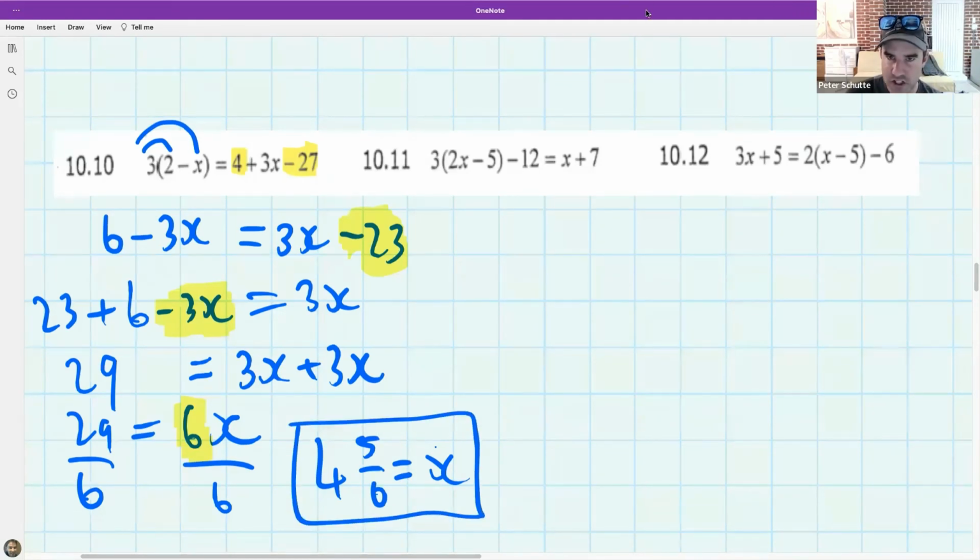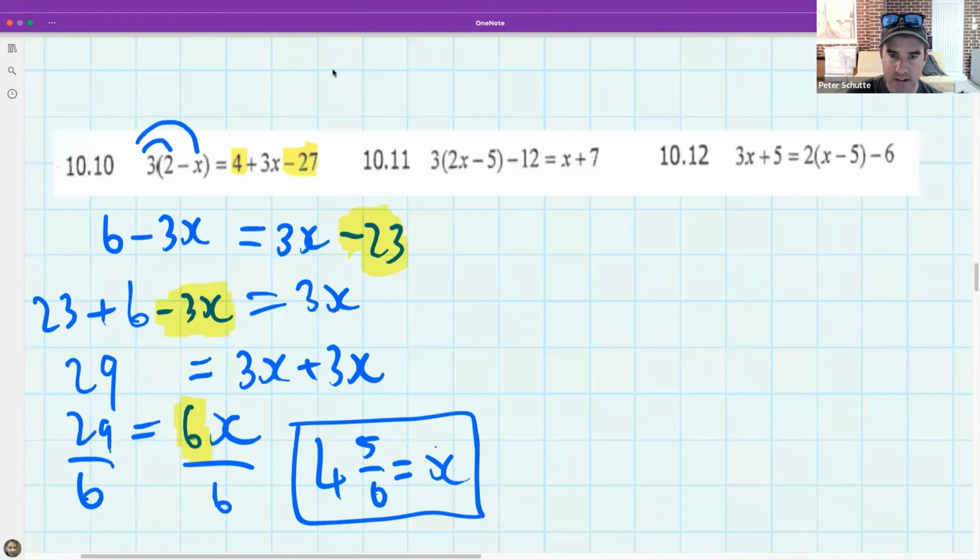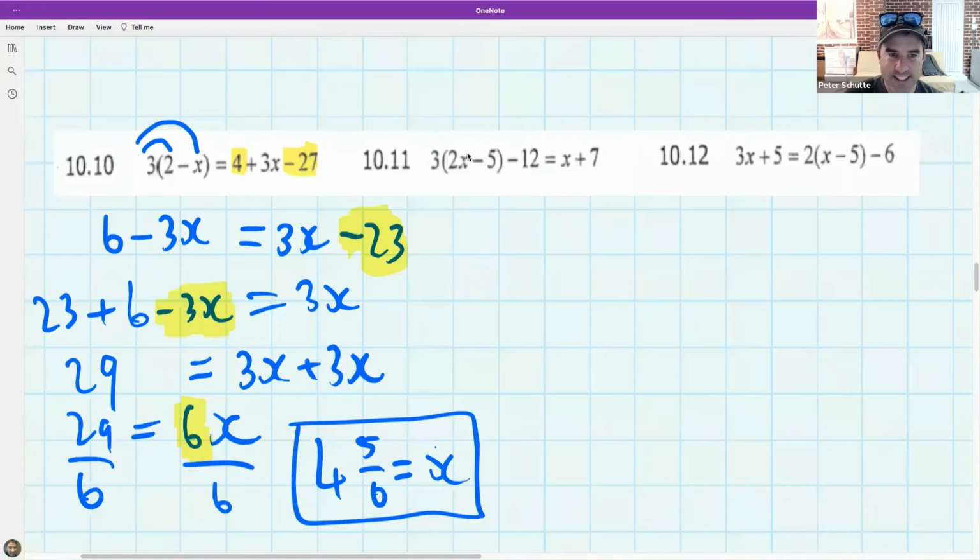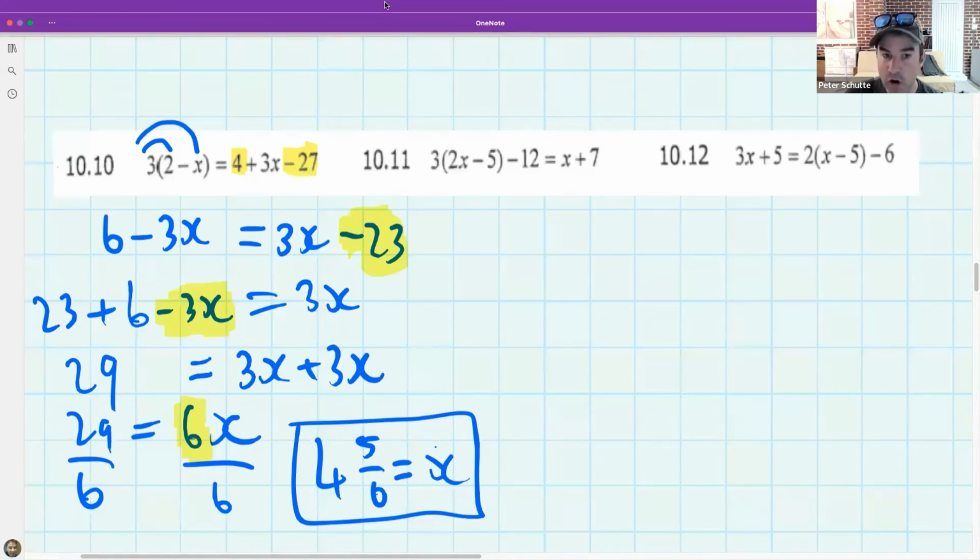Okay, so to finish today, all I want you to do, guys, is attempt question 10.11. I don't want you to worry about 10.12. I just want you to try and do 10.11. And we are going to carry on with this type of question in the next lesson, but I just want to give you a chance to give it a go.